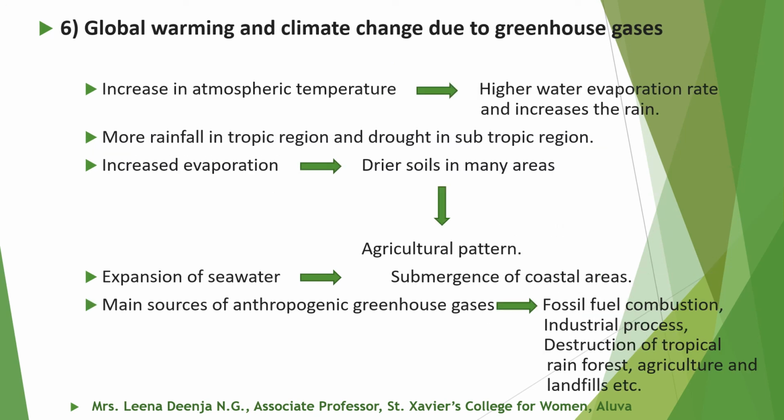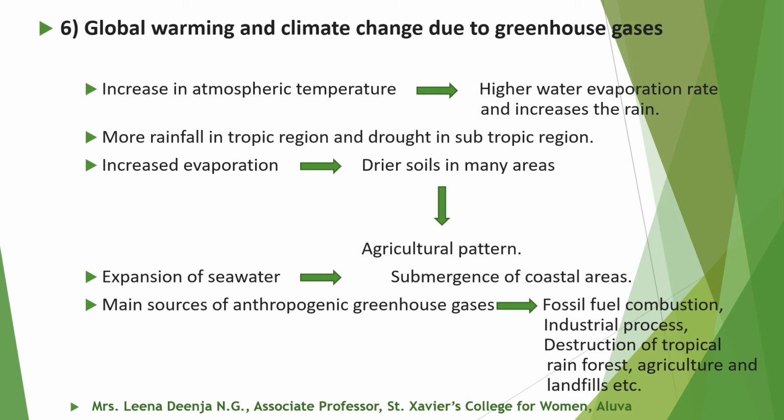The increase in atmospheric temperature causes higher water evaporation rate and increases the rain. However, geographical distribution of rainfall may change. This may lead to more rainfall in tropic region and drought in subtropic region. Increased evaporation can result in drier soils in many areas and it can change the agricultural pattern. Since oceans will warm up, expansion of seawater with temperature may result in the submergence of coastal areas.